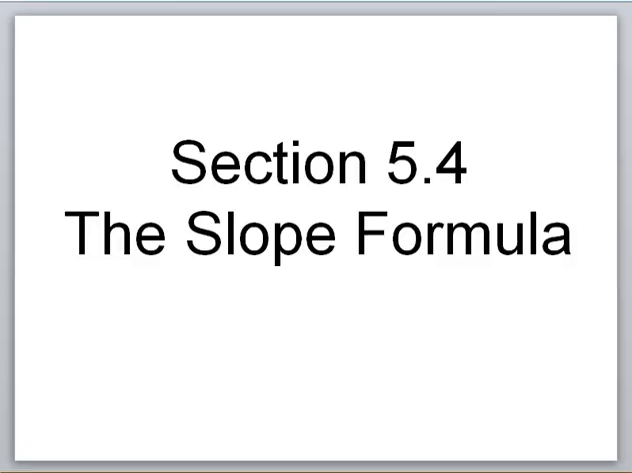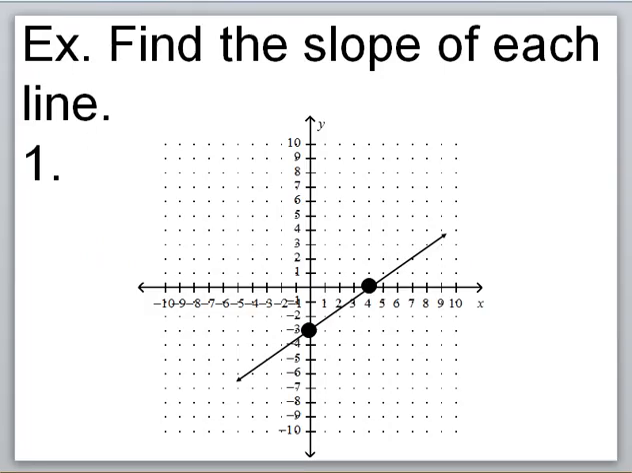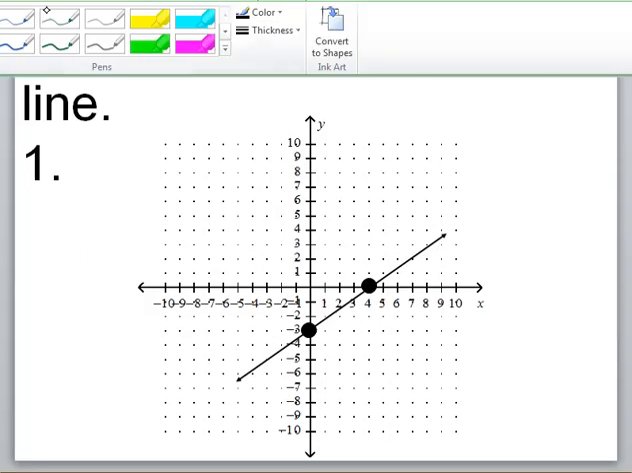Today we're going to talk about more slope, and we've already defined slope as the rate of change in a line. I always like to say rise over run, but it's the change in y over the change in x. One of the things we always want to do is leave all our slopes as improper fractions. So we're going to practice some more of this in finding the slope of each line. We did this yesterday as well.